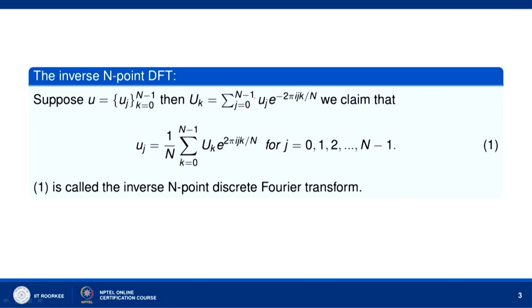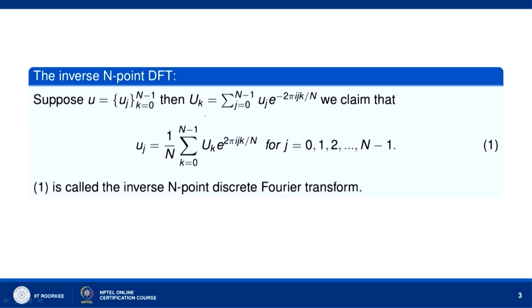We claim that the inverse discrete Fourier transform, IDFT, is given by u_j equal to (1/n) sigma k equal to 0 to n minus 1 of u_k e to the power 2 pi i j k by n, where j varies from 0, 1, 2 and so on up to n minus 1. So, let us see how we prove this.